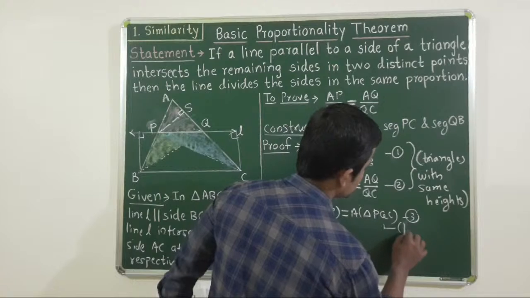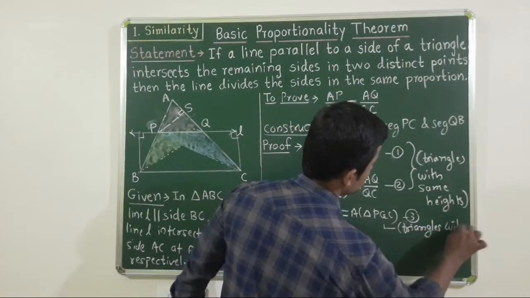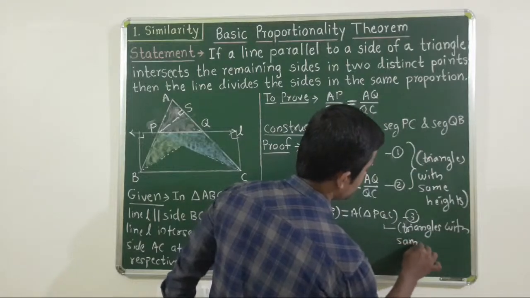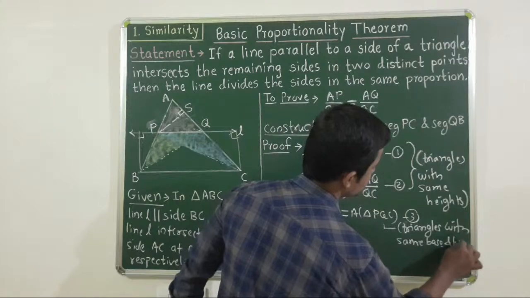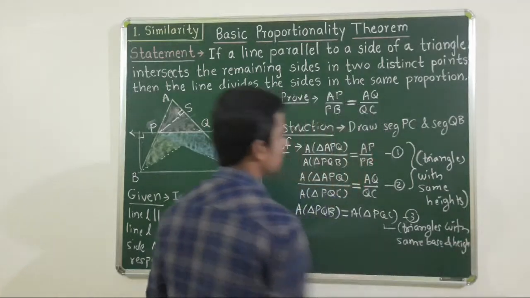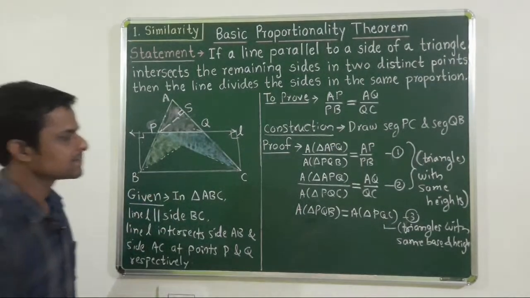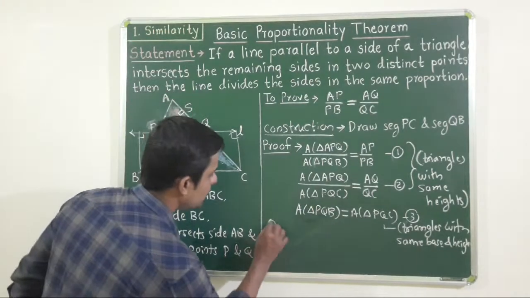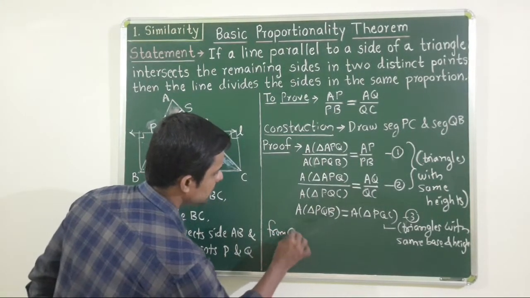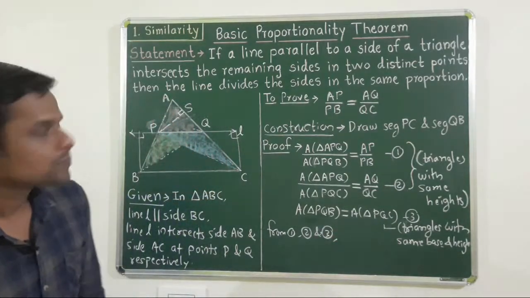triangles with same base and heights. Triangles with same base and height, these two triangles are having same base and heights. Now observe statement number 1, 2 and 3.